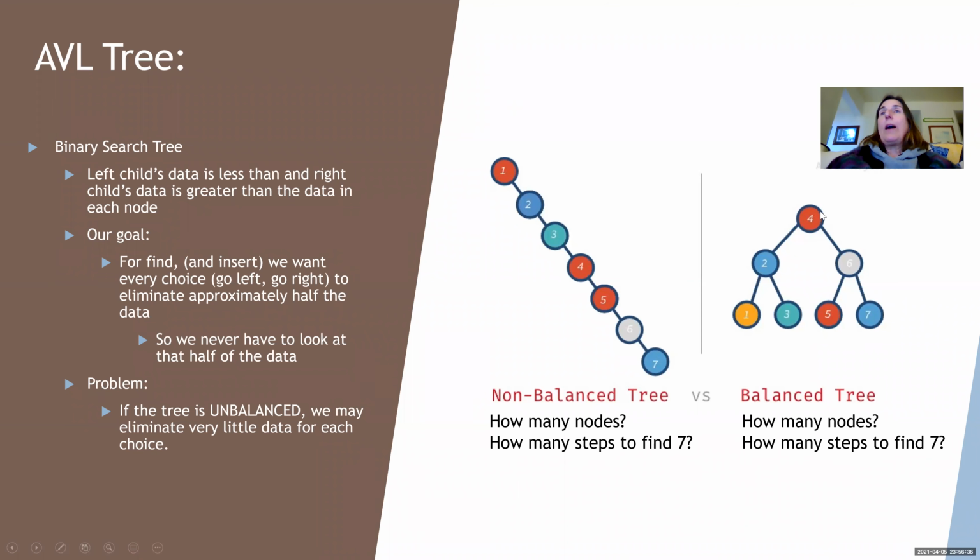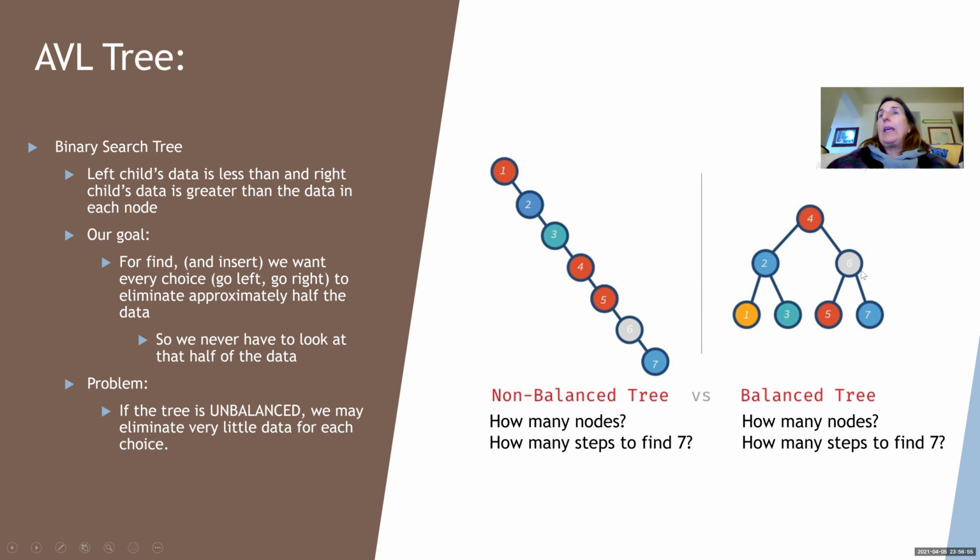For instance, in this binary search tree over here, if I was looking for 5, I would compare 4 to 5. 5 is greater than 4, so I would go here. I never ever have to look at these 3 nodes. I know 5 will not be in those 3 nodes, so I never have to compare the data I'm looking for with any of them.